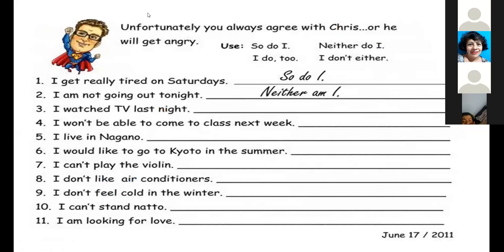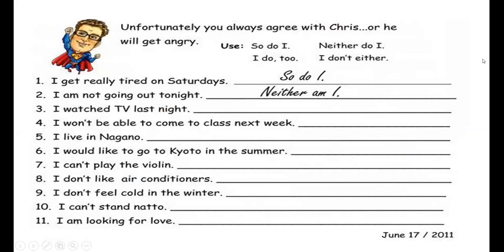Okay, perfect. I have here an exercise for you, and I would like to ask you to please take a picture if you can. I'll do it and I'll send it to you. I expect that we can work together in trios, trying to give the right or the best answer. So the instruction says, unfortunately, you always agree with Chris or he will get angry. Use so do I, I do too, neither do I, I don't either. And you have the first two exercises already done. So you have to work from number 3 to 11.